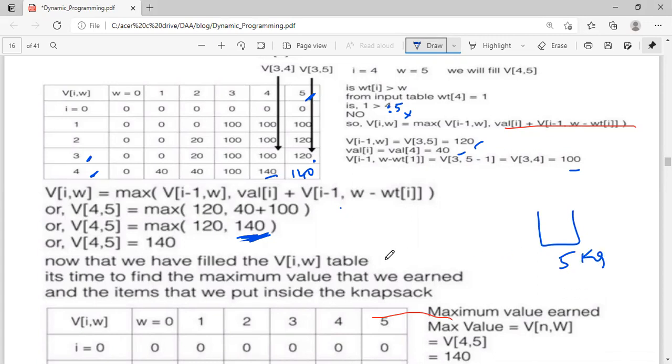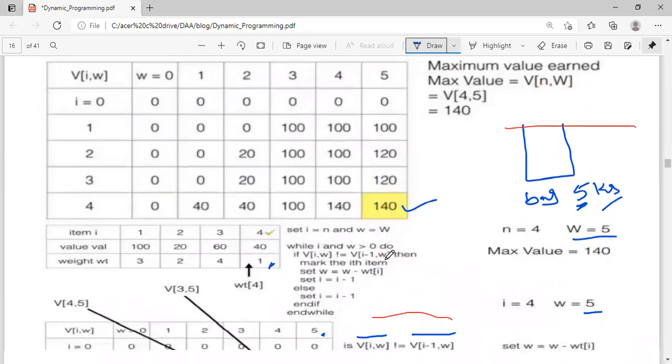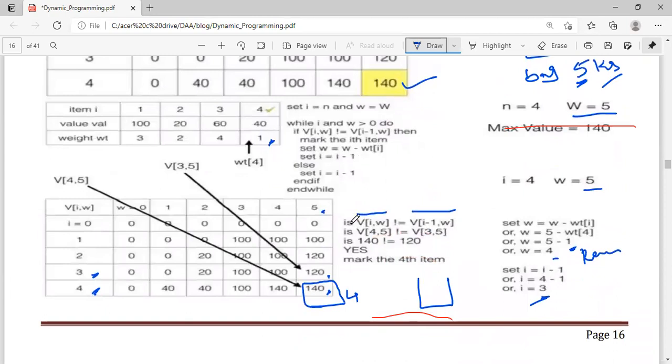So for that we have a comparison. You need to compare with the help of this formula: V of I comma W does not equal V of I minus 1 comma W. For this we need to check what I is now. I is 4. You need to go from bottom to up. 4 comma 5 should not equal 3 comma 5.